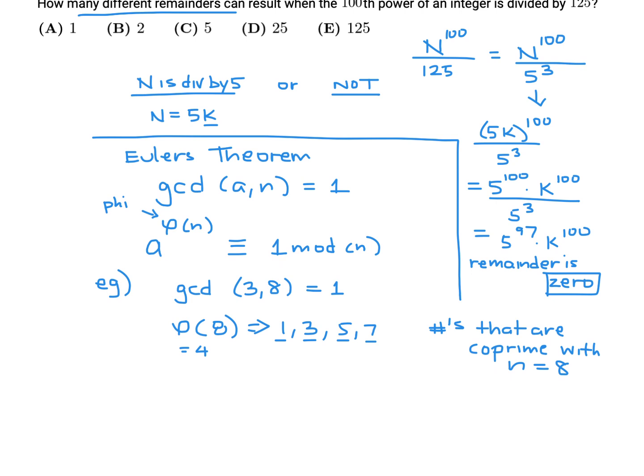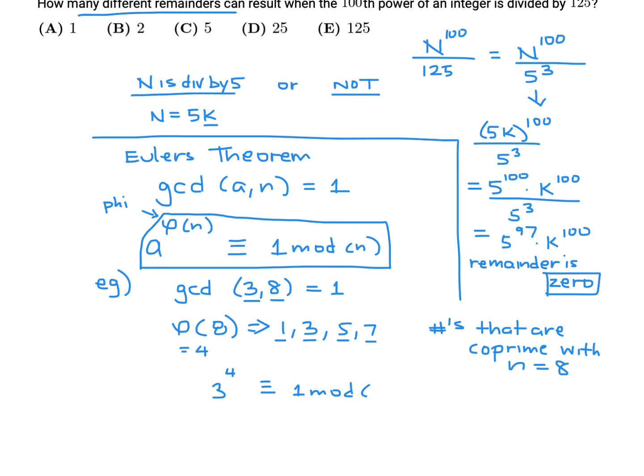So that means that if we go back to Euler's theorem right here, a in my example was 3, 3 to the power of 4 is equivalent to 1 mod n, and n in our case is 8. And since this number is relatively small, you can verify it. 3 to the power of 4 is 81, and 81 is indeed 1 mod 8, because if you divide by 8, you get a remainder of 1. So I think that's what we have to use.